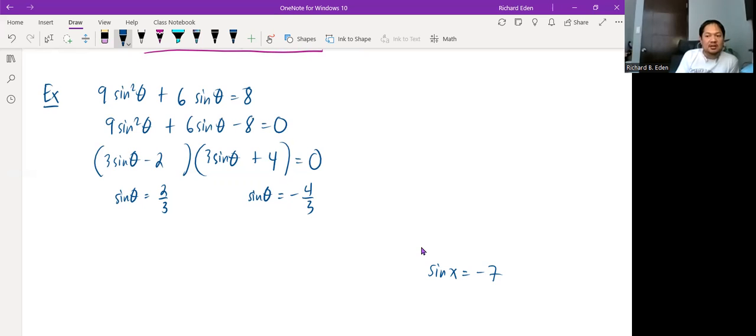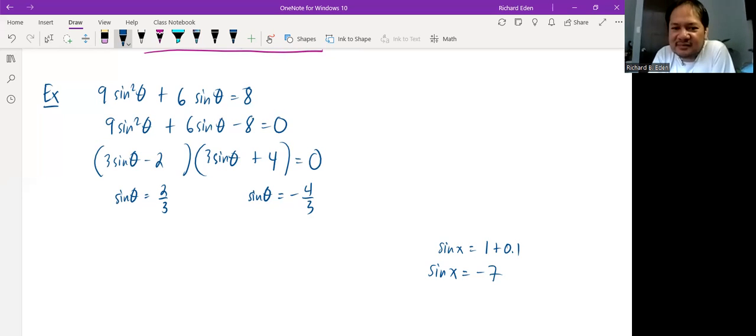It's not because it's negative, because the sine function can have a negative value. It can't get below negative 1 because the unit circle itself cannot physically go down that far. Sine of x equals 1 plus 0.1. Is that possible? Now go back. Sine theta is less than negative 1. That's it. All right. Did you need the arc sine to make that argument?